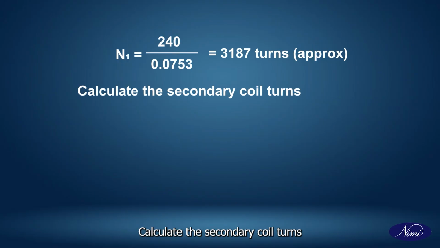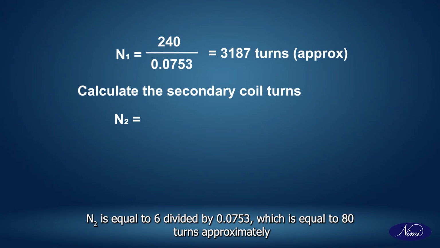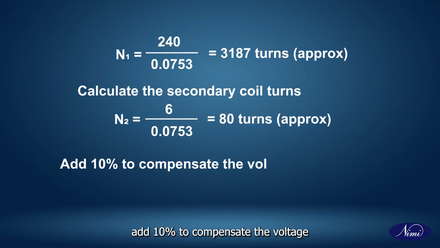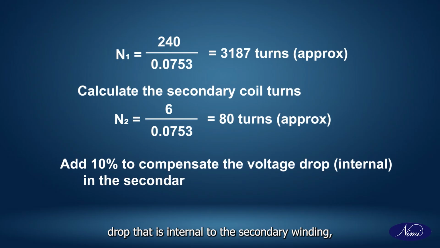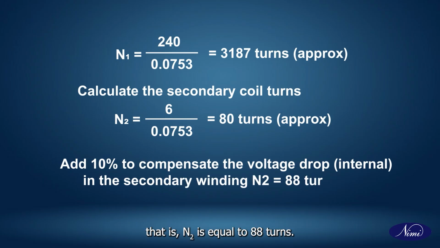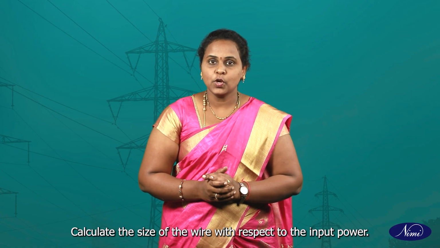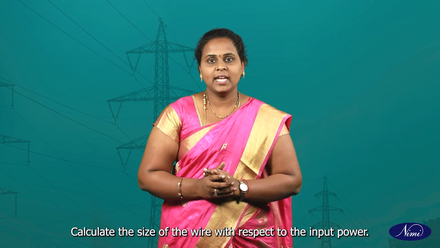Calculate the secondary coil turns. N2 is equal to 6 divided by 0.0753, which is equal to 80 turns approximately. Add 10% to compensate the voltage drop that is internal to the secondary winding, that is N2 is equal to 88 turns.